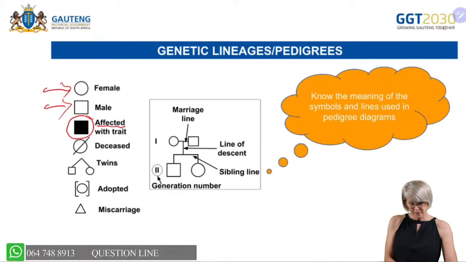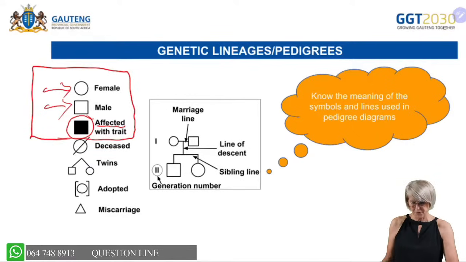We don't give deceased individuals. We don't usually use that. We don't often use twins. We also don't use adopted and miscarriage. So the first three are very important here. These ones you need to know.